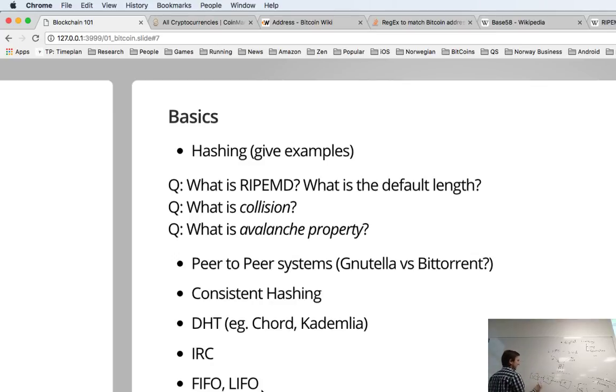But how about the stack? Any guesses or any suggestions? Why do we need a stack?